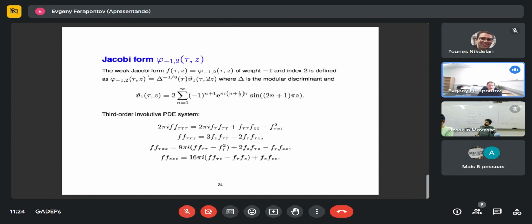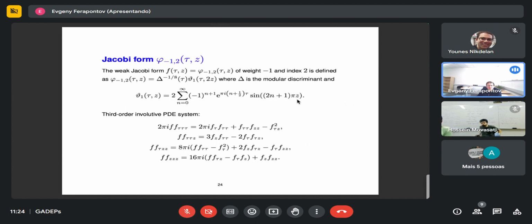So let's take the weak Jacobi form phi_{-1,2}. Minus 1 is the weight, 2 is the index. It's given by this explicit formula. Theta_1 is the Jacobi theta function, and Delta is the modular discriminant. This is the precise expression for phi_{-1,2}.